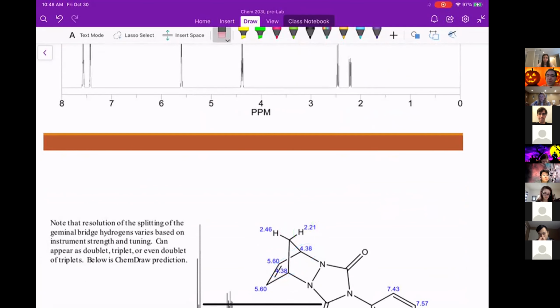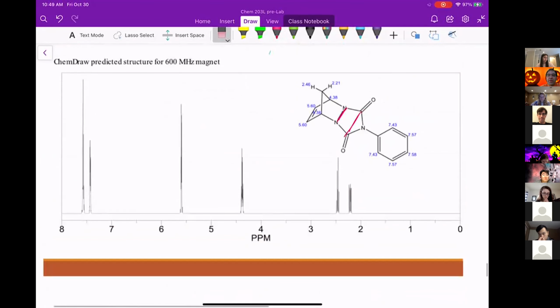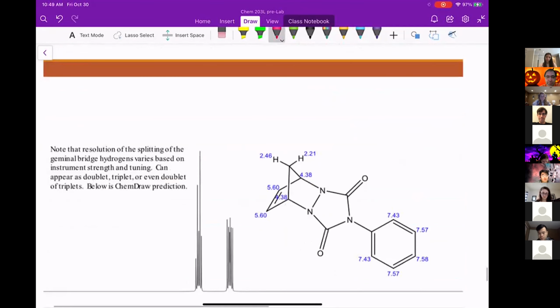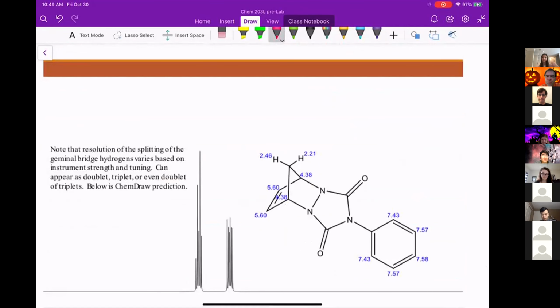Okay, so let's zoom in on these geminal ones here. Now that looks kind of like a mess. So let's think about this hydrogen right here. This hydrogen is going to be split by the green one, and as a nearest neighbor, it also has those two blue hydrogens there. If the coupling constants are the same, I would expect it to have three nearest neighbors, which would give me a quartet.